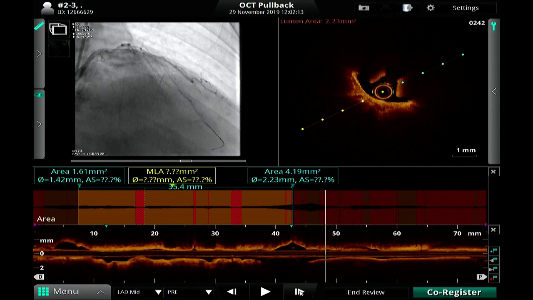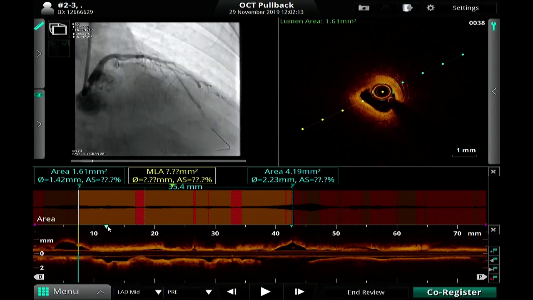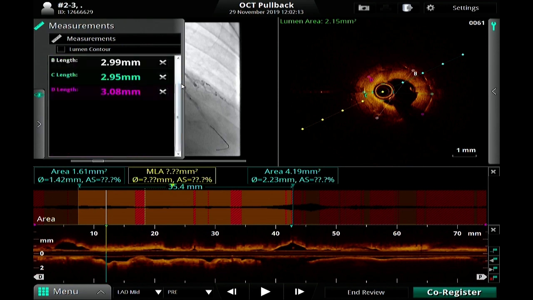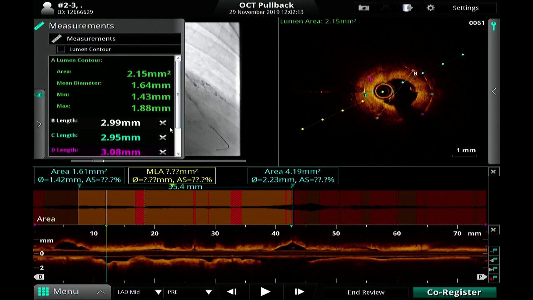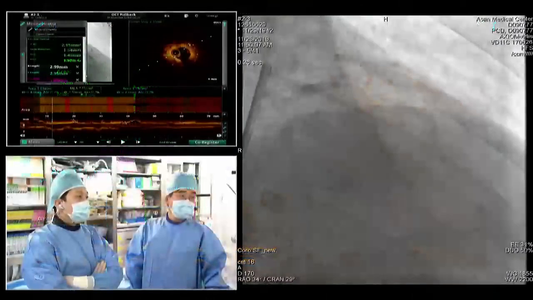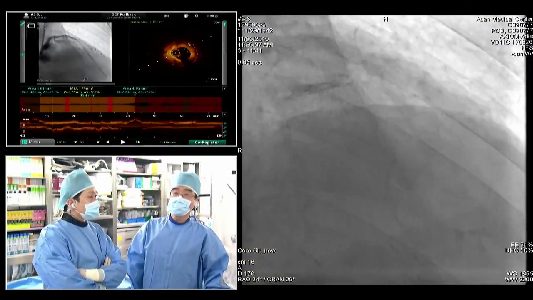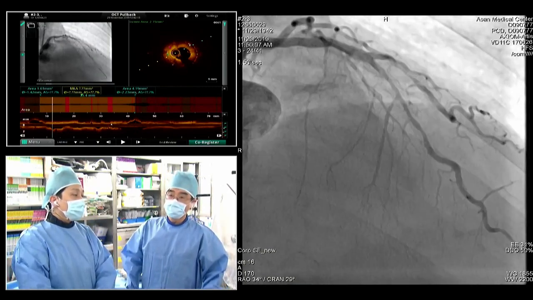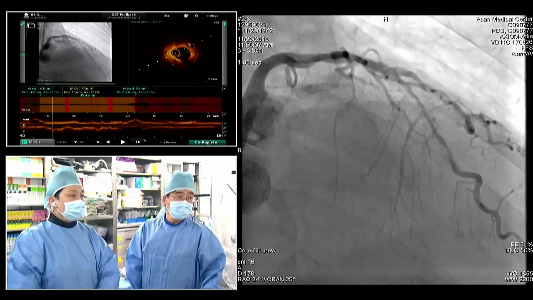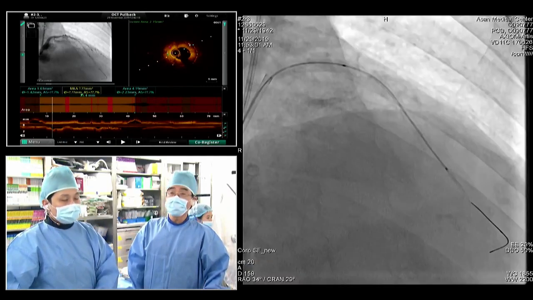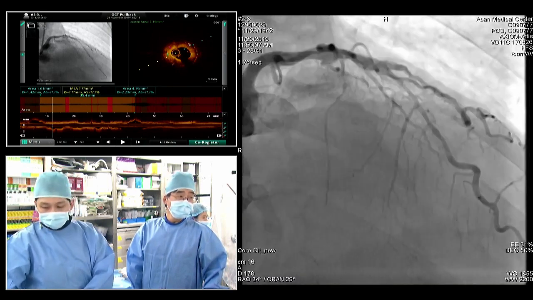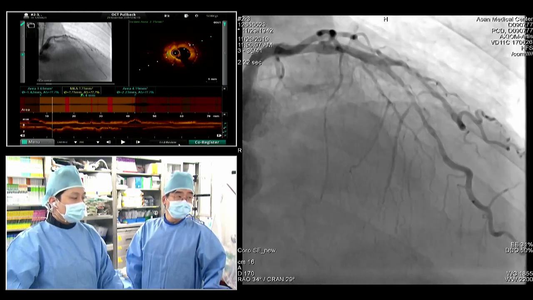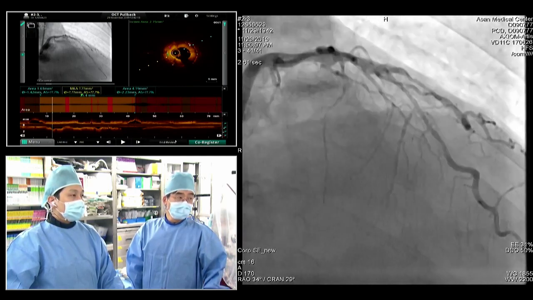On OCT measurement, the distal stent size is about 2.9, so we suppose the stent from 20 years ago is well expanded, with a stent size of maybe 2.75 or 3.0. The OCT evaluation shows the typical appearance of neoatherosclerosis, including lipid pool and some severe calcification. So based on the OCT images, we decided to treat that lesion with balloon dilation.